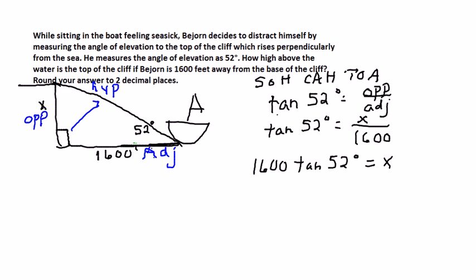Now we'll put that in the calculator. When we do, we get 2047.91. So 2047.91 feet. Now if you didn't get 2047.91 feet, check your calculator mode. You need to be in degree mode. Notice the little degree symbol. If you're using a degree symbol, you have to have your calculator mode set at degrees, not radians.